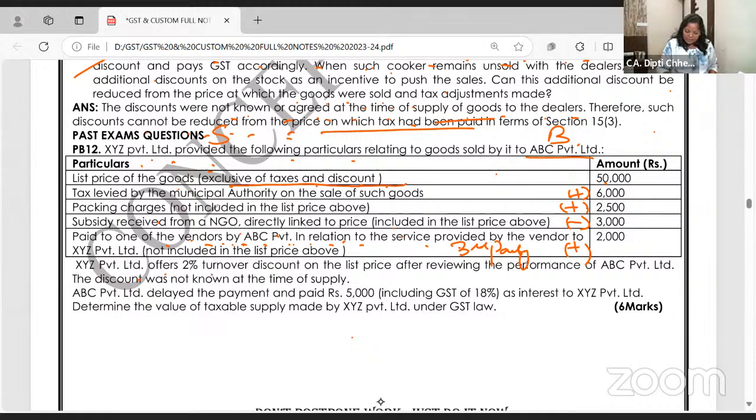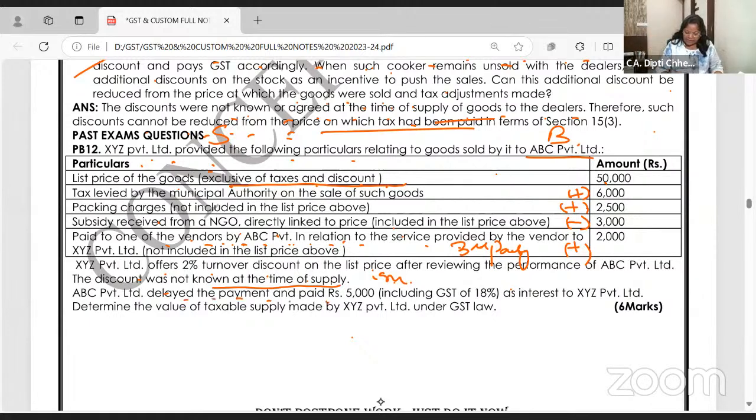XYZ Limited offers turnover discount on the list price after reviewing the performance of ABC Limited. This discount was not known at the supply. Later it is given after the supply, some turnover discount after reviewing and all. Ignore any discount given after the time of the supply.